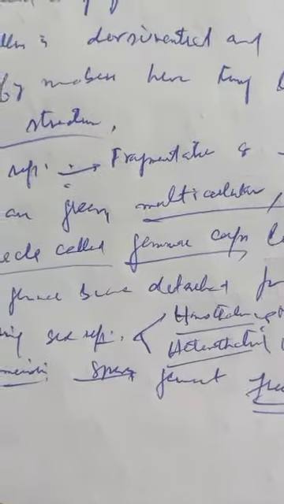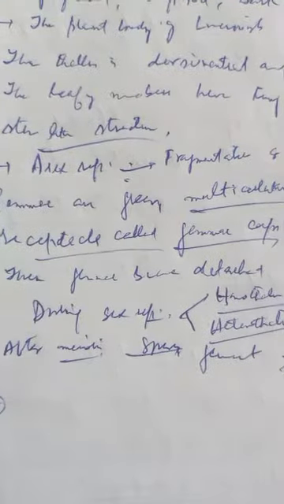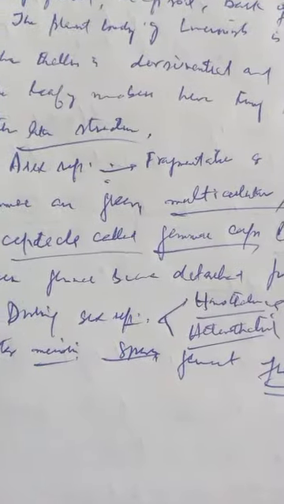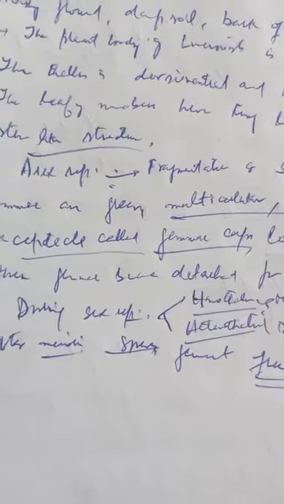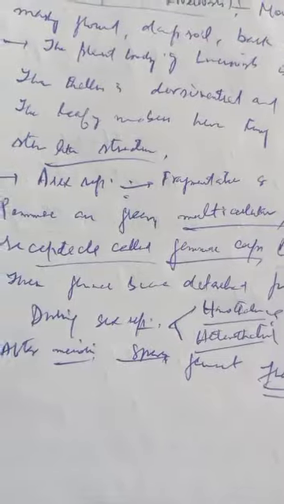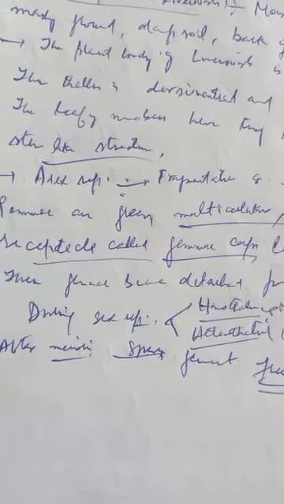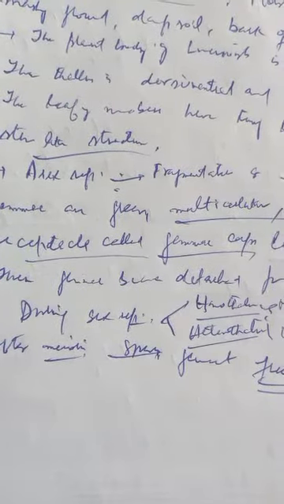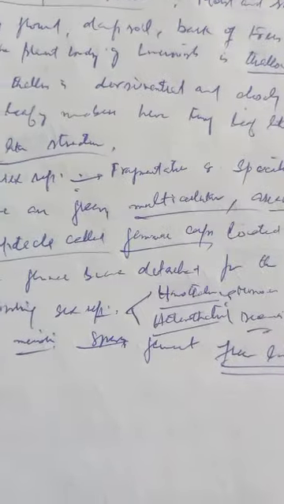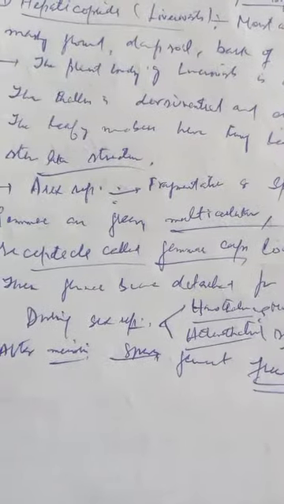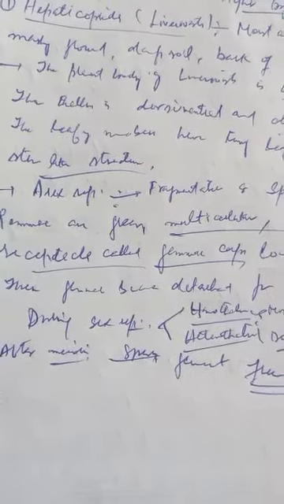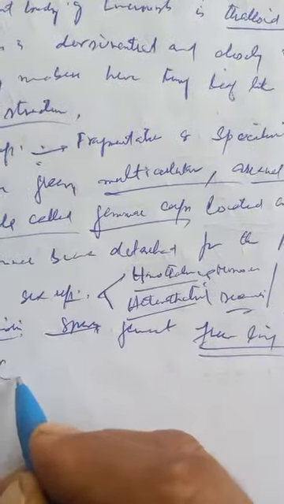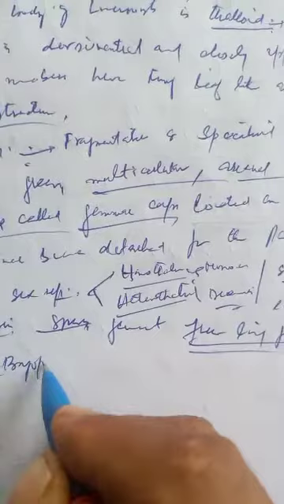Now the second class is hornworts or Anthocerotopsida, but in your textbook there is no mention of this class, so we will take directly the third class, that is mosses. In the examination only these two groups, liverworts and mosses, are asked, so we will take only these two groups. That is the second group, mosses, or Bryopsida.